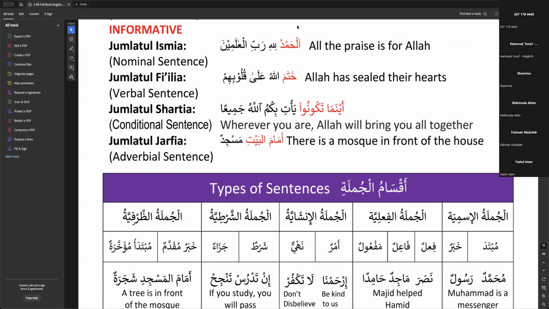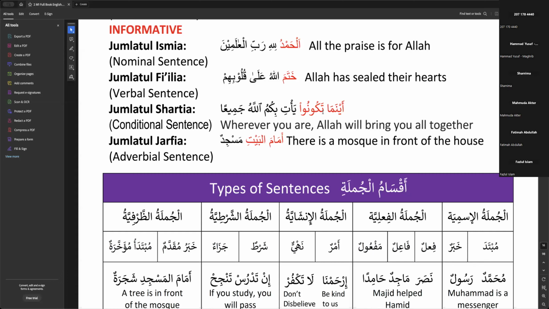The next sentence. أينما تكونوا يأتي بكم الله. Wherever you are in the world, wherever you hide, Allah will bring you all together. Such a beautiful sentence. So what is this أينما تكونوا? Can someone explain to me? It's like a shartiya. Yes. Conditional sentence. Really. It's a conditional sentence.